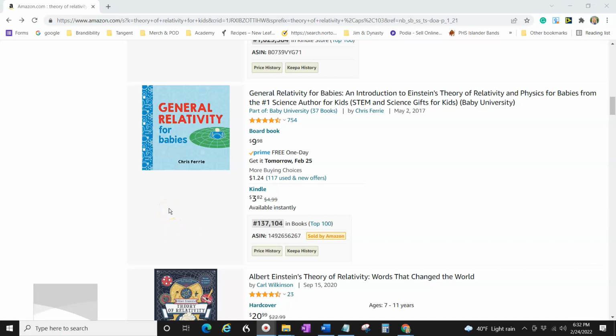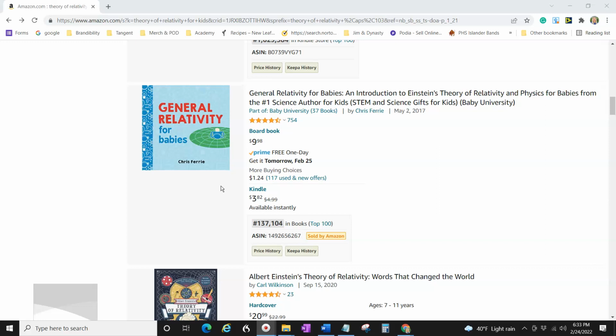It's got 754 ratings, okay? And they're good. And it's General Relativity for Babies. You think, teaching relativity to babies? Yes, people apparently do. This is a board book, so maybe you're not aiming for general relativity for babies, but again, my point goes back to what skills do you have and can you explain them to a smaller child?